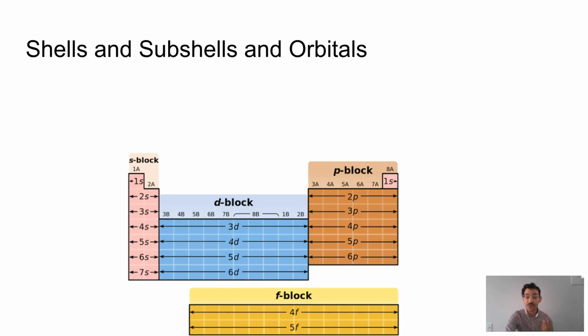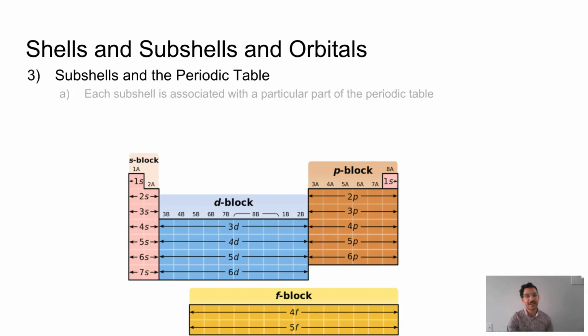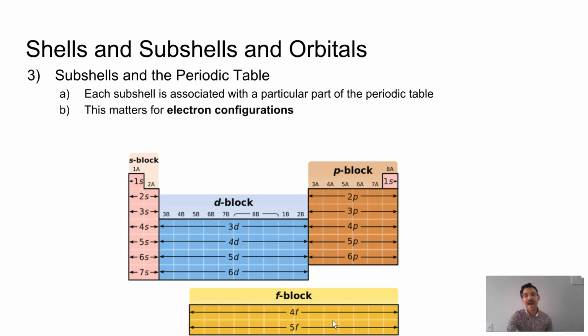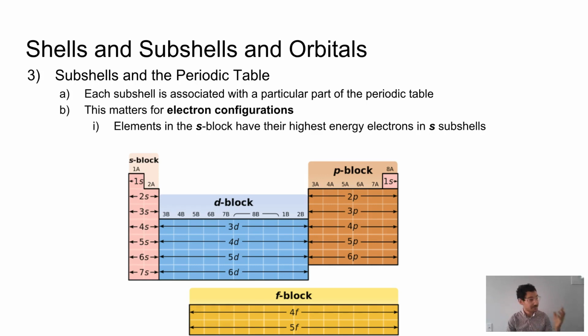What is really important to know, and I think take away, is that our subshells are related to the periodic table. Each subshell is related to a particular part of the periodic table. So we said we have S, P, D, and F subshells. Well, S is associated with this area, P is associated with this area of the main group, D is associated with our transition metals, and F is associated with our rare earth elements. And so this is going to matter when we study electron configurations.